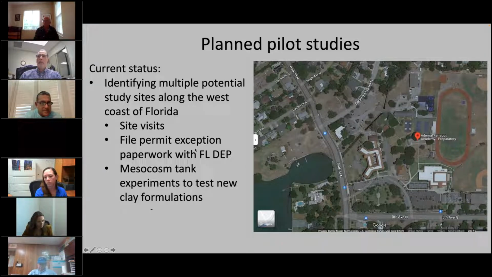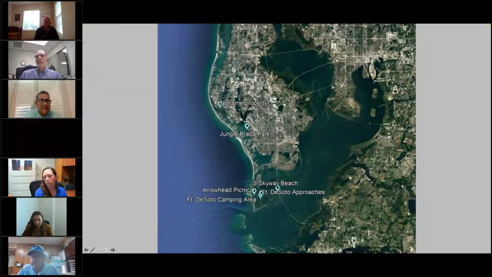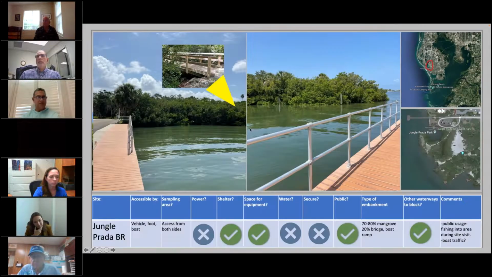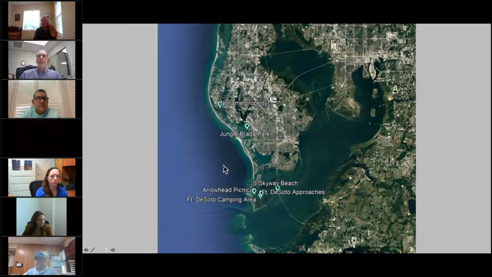So what we're trying to do is identify these sites that have these types of features. We're doing site visits. We're filing permit paperwork with DEP. And we are also, as I said, looking at these new formulations. So within your region, here are a few of the areas that we see as potential sites. And I won't go through all of them, but just to give you an example, here's this, well, you know it better than me, Jungle Prada Park.